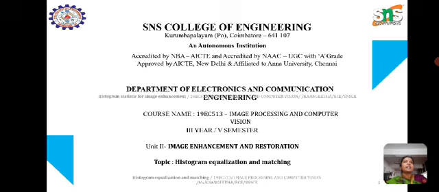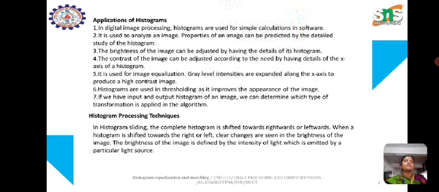Image enhancement is a process of improving the quality of an image. The main goal is to make certain features more visible, and there are two domains, and we have seen the applications of image enhancement, that is medical imaging, satellite imaging, and photography. So these are some applications of image enhancement and histogram processing.